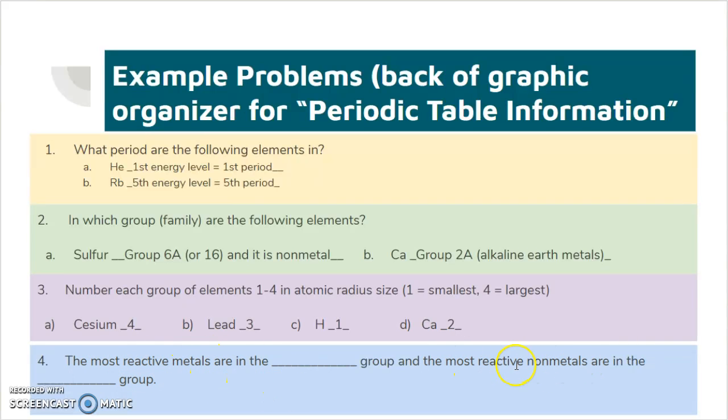The most reactive nonmetals are the ones that it's easier for them to gain an electron. So these are the ones that have 7 valence electrons. They're really close to getting to 8.